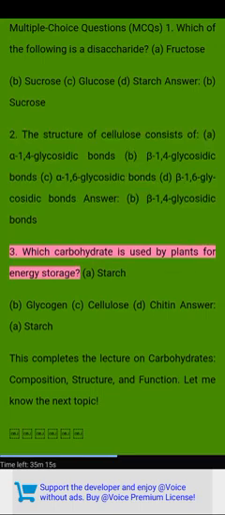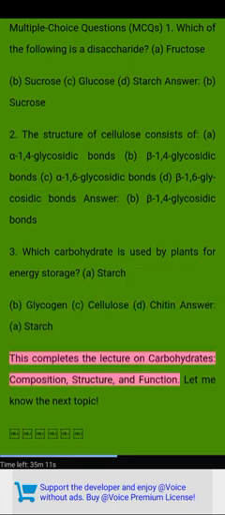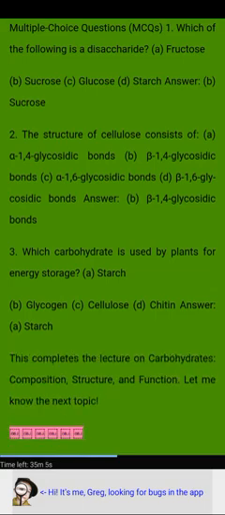3. Which carbohydrate is used by plants for energy storage? A. Starch. B. Glycogen. C. Cellulose. D. Chitin. Answer: A. Starch. This completes the lecture on carbohydrates: composition, structure, and function. Let me know the next topic.